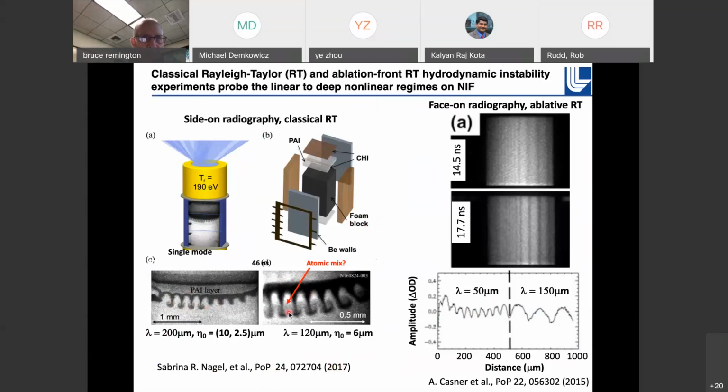Once you zoom in, you can see what is suggestive of looking towards a transition to the atomic mix, which was very nice. On the right-hand side shows face-on images of a plasma experiment, showing that we can put multiple wavelengths on a single experiment, so that we can actually measure a dispersion curve on a single experiment.